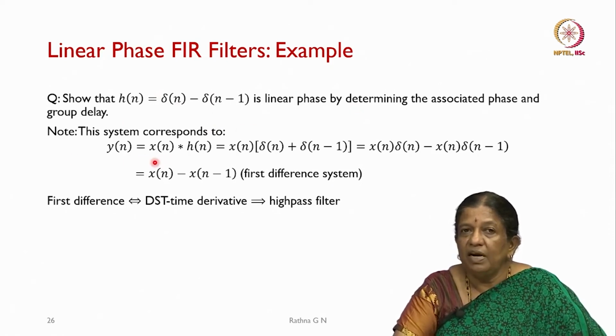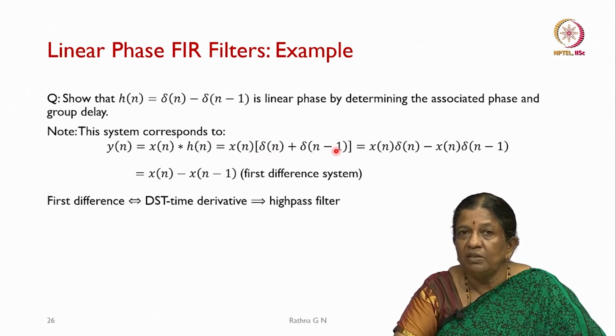What is that? It is equivalent to the convolution of x of n with h of n, by expanding our function, which is nothing but x of n into delta n plus delta of n minus 1. In this case, we have assumed minus delta of n minus 1. So, this will be x of n into delta of n minus x of n into delta of n minus 1, which is nothing but x of n minus x of n minus 1. This we call the first difference system.